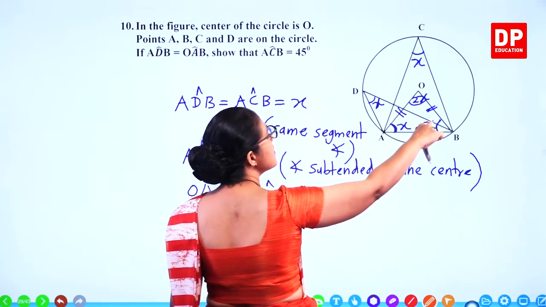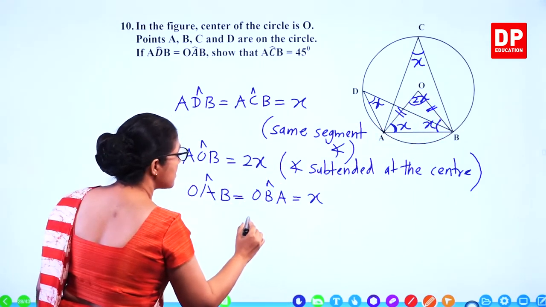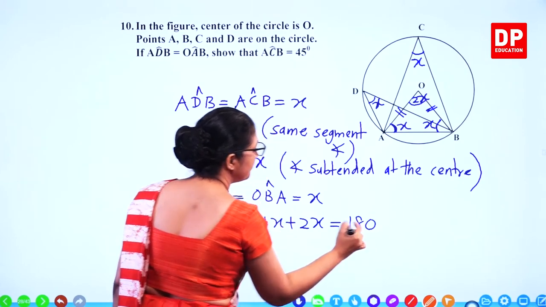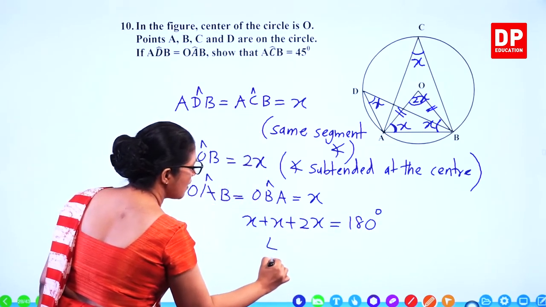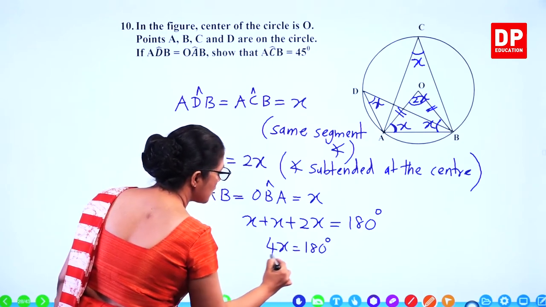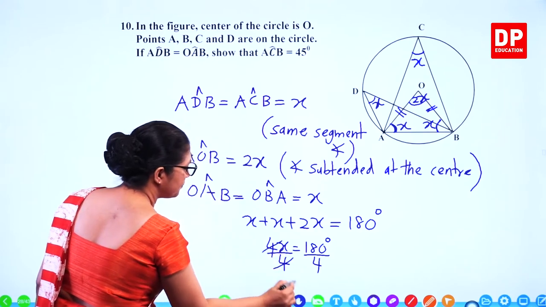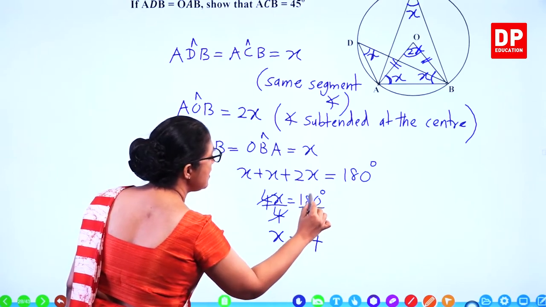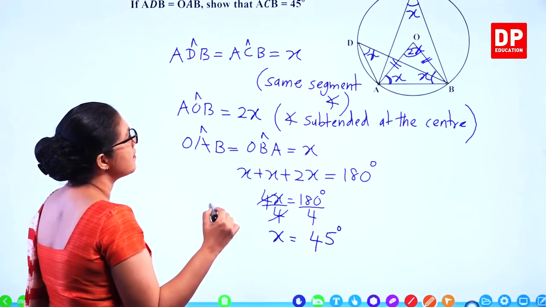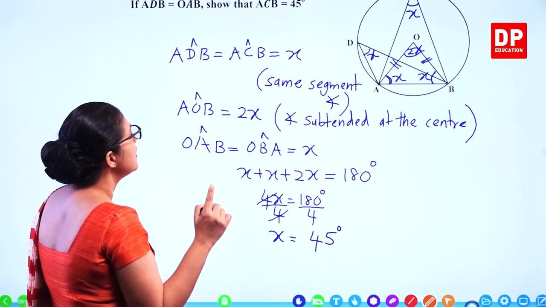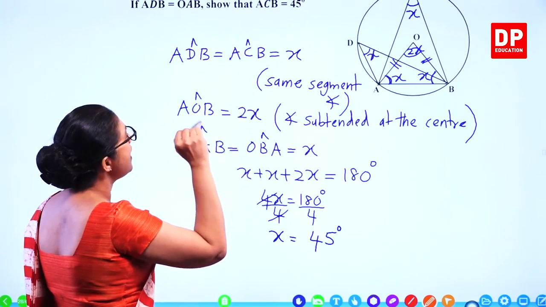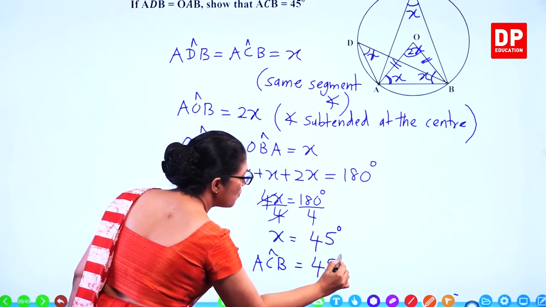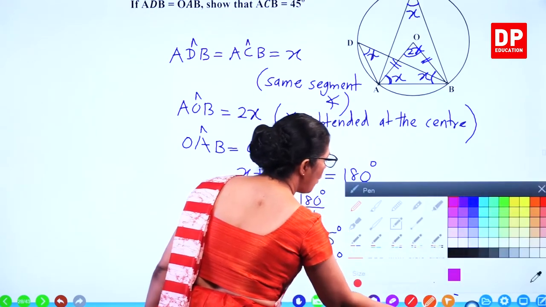Now we can see OAB is a triangle. Sum of angles in a triangle add up to 180. 4x equals 180. So what's x? You get x equals 4 times 4, 16, for 20, that's 45 degrees. So x equals 45 degrees. So what is x? The required angle, ACB. So ACB is 45. So you have to prove that ACB angle is 45.